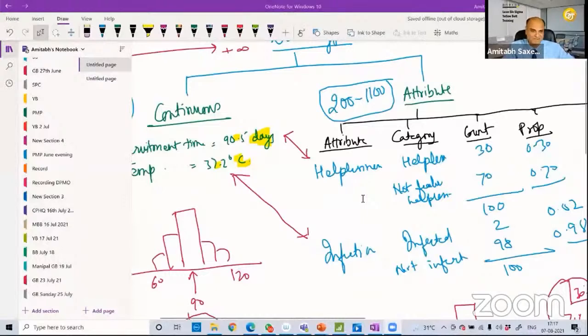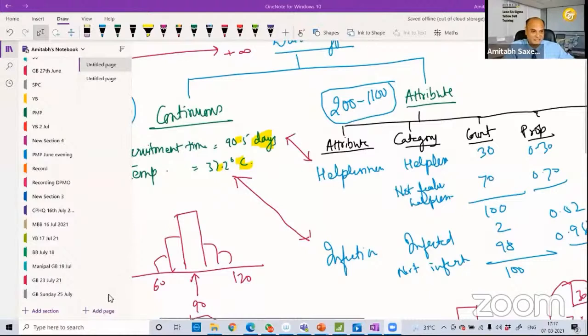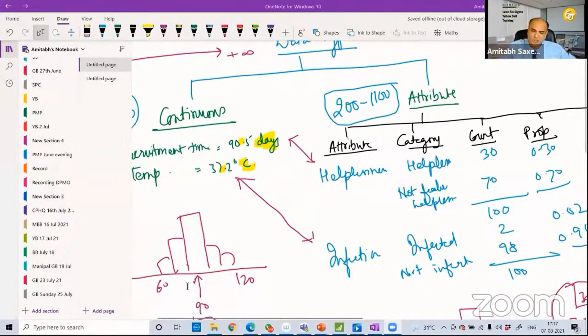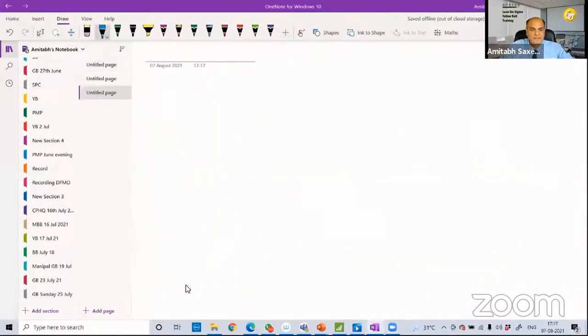One more interesting thing: attribute data, and why it is important for you to understand it. Let me ask you a question. Let's say there are two team members in an organization doing some jobs. Or let's say, in a hospital, there are two nurses, A and B, and the hospital is giving COVID vaccinations.